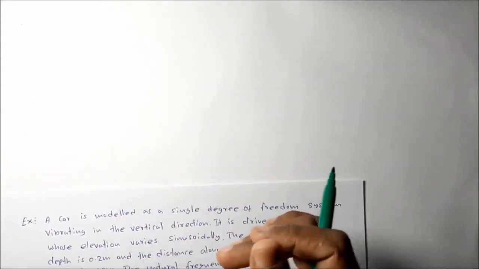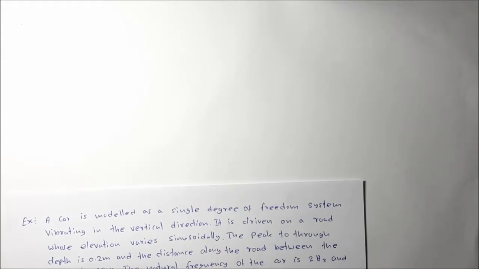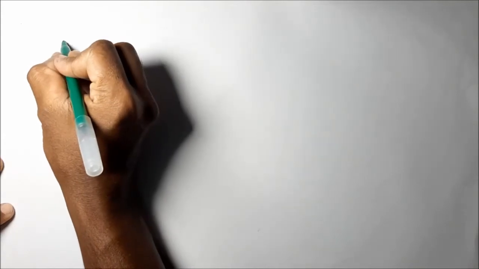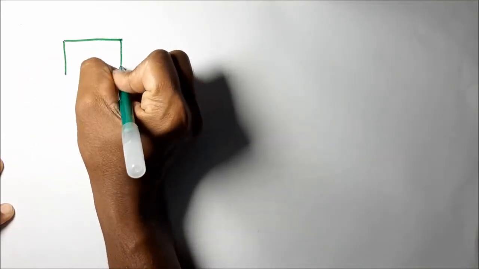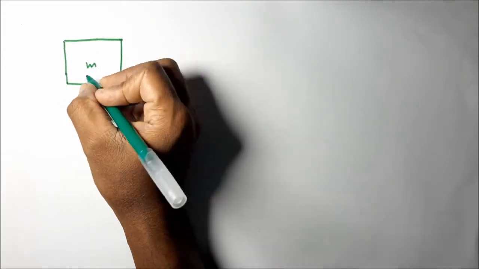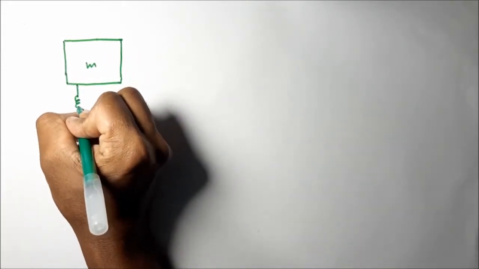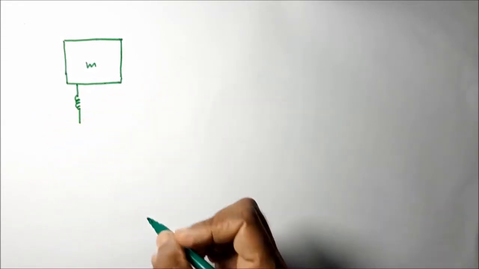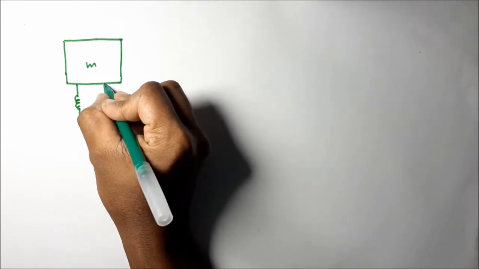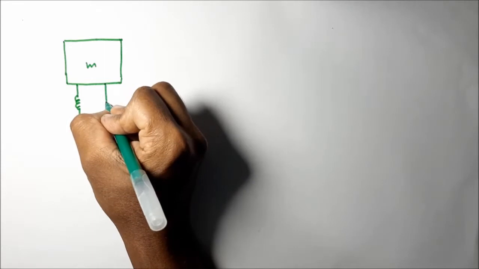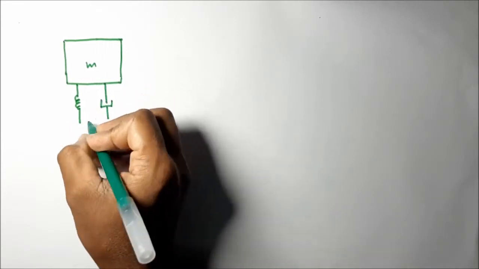Let me draw the diagram including all the details first. First of all, I am going to draw the car model: the mass M, then the stiffness of the suspension system, including the tire stiffness, that means the resultant stiffness. I am going to represent it by a spring, and the damping of the system.